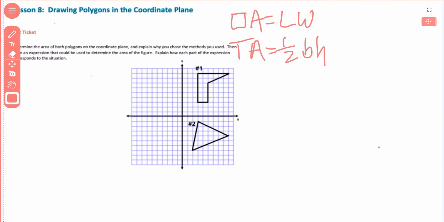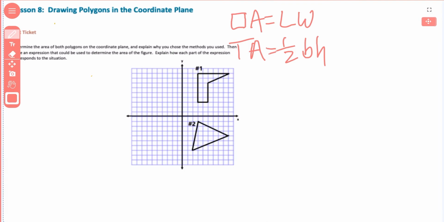Now, let's just look at the polygon. What's a polygon? It's an enclosed figure, correct? So if I was to draw a figure like this, is that a polygon? No, because it's not closed off. It has to be closed off, okay?